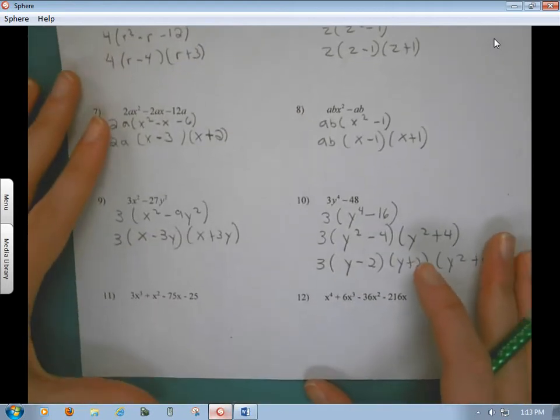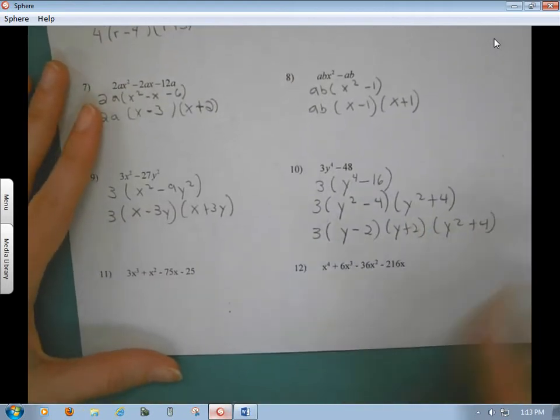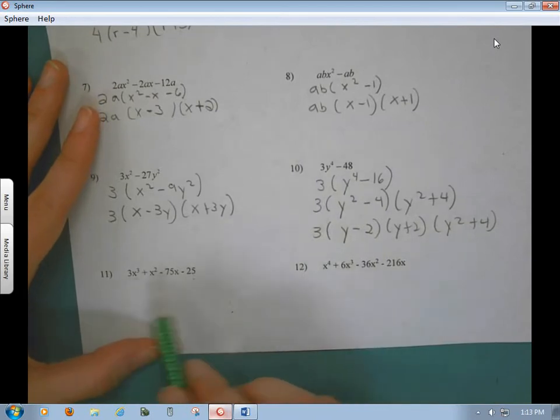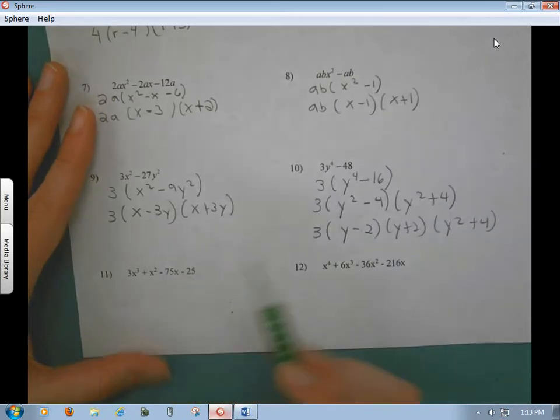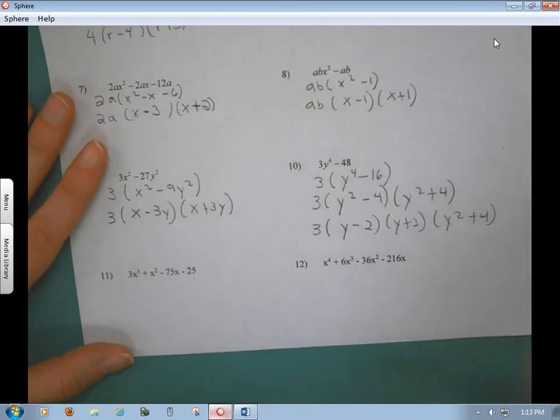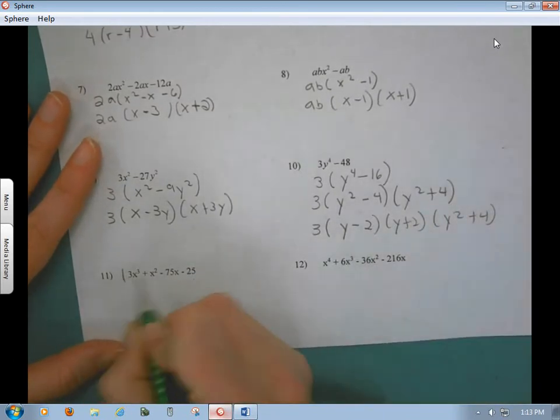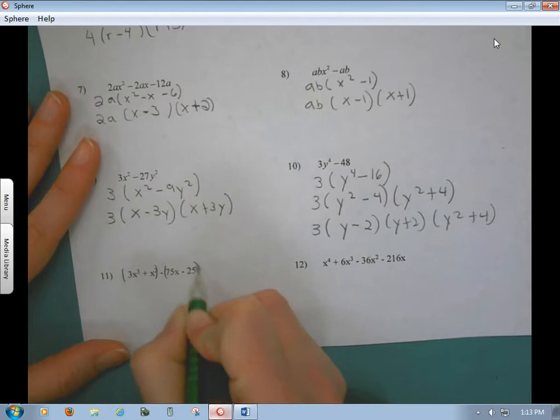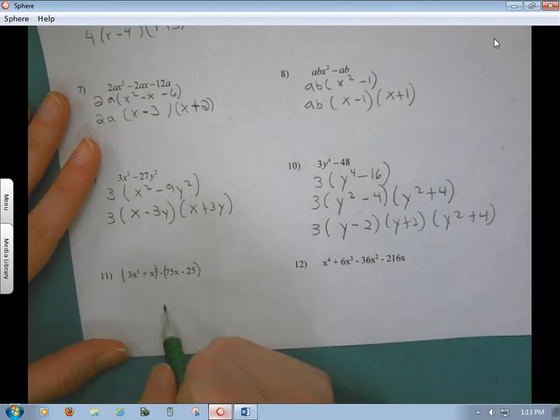Okay, the next two you're going to have to group. 4 terms, but there's not a GCF for all 4 terms. There's a GCF for 3 at a time, but not 4 at a time. So group them by what's similar. So I'm going to group these guys and group these guys. Remember, sometimes you might want to move things around. Maybe you want to move the 3x to the third and the 75x together, and then you can do difference of 2 squares with the x squared and the negative 25.